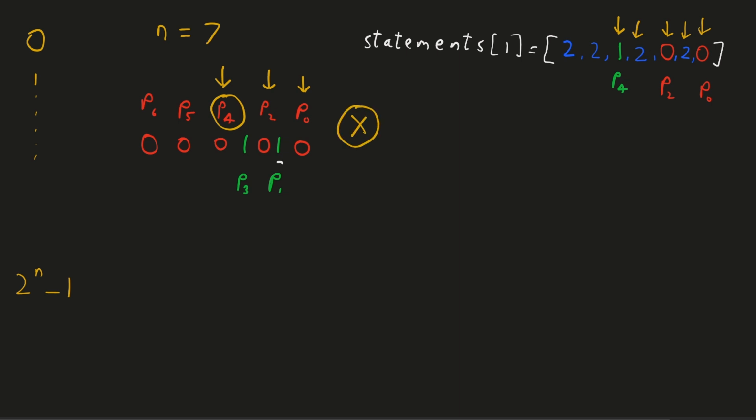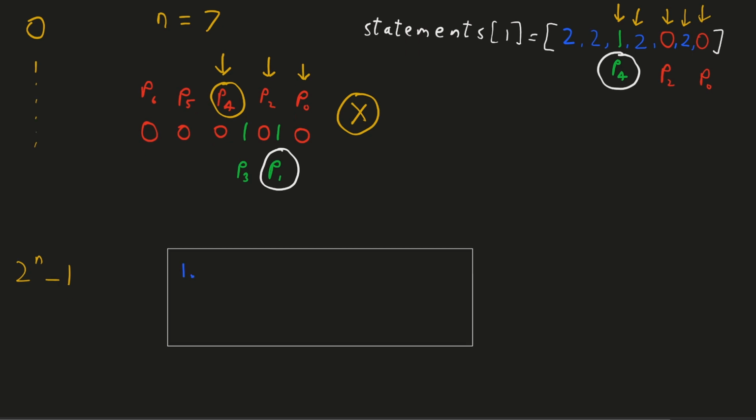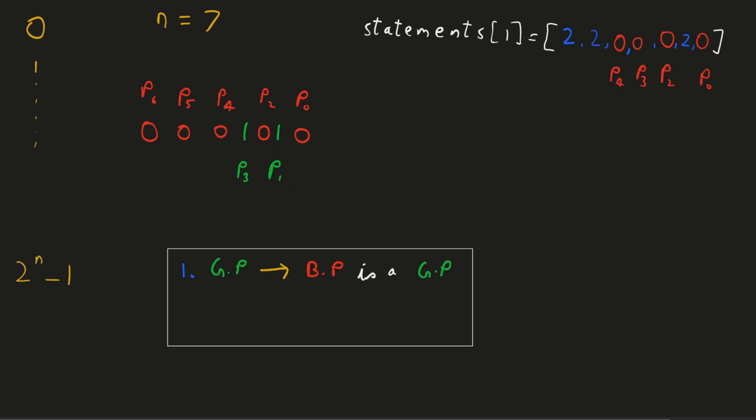Here, a person whom we had assumed to be good has stated that a bad person is a good person, which is a contradiction. So this is the first type of contradiction that can happen. Here, a good person has stated that a bad person is a good person. So now let's look at another scenario.